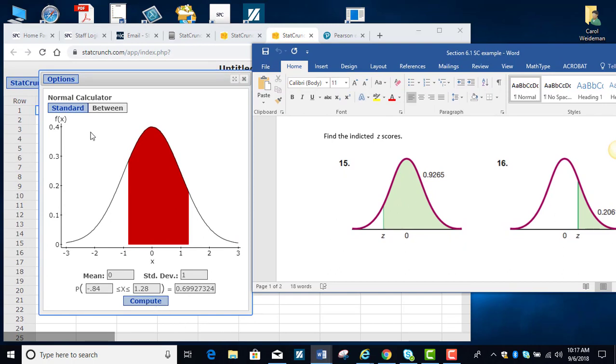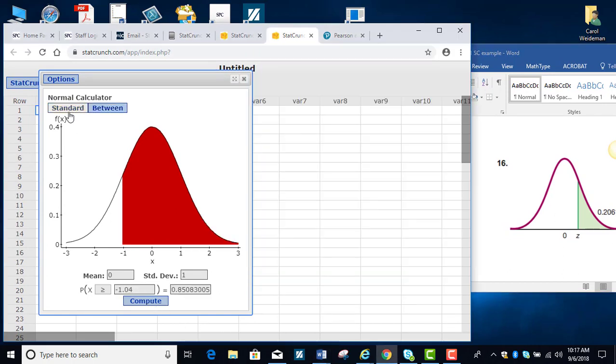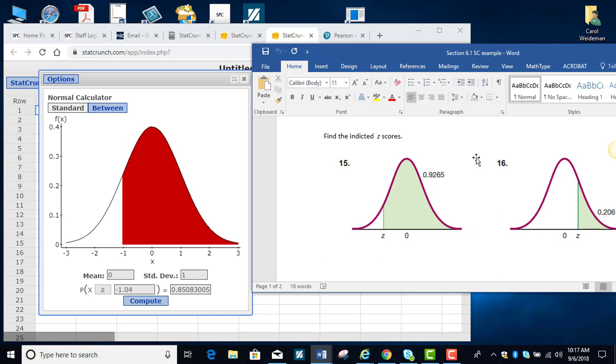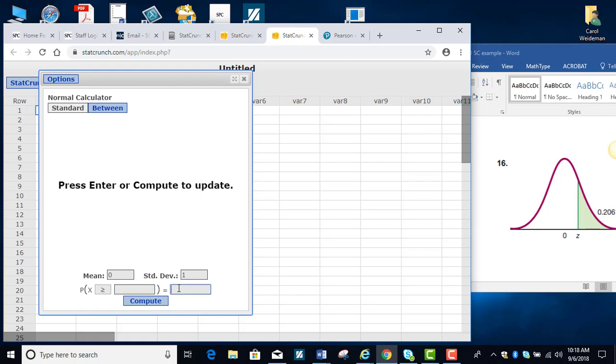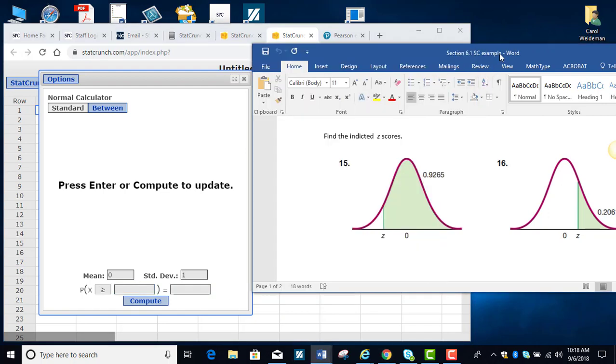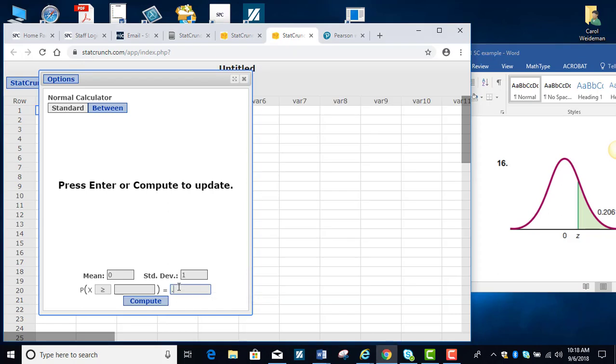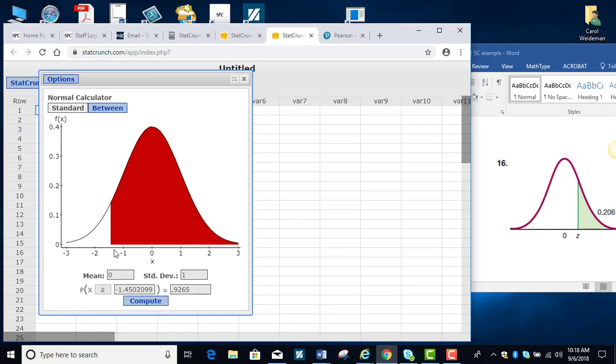Now this time, let's go back to the standard calculator, and I want to find the z-score, and I want the area greater than. Now I'm not going to put in a z-score this time because that's what I want to find, but what I'm going to put in is the area that I'm interested in. It's 0.9265, so I'm going to put that into this window here, and I'm going to compute. And it's going to give me the z-score, so it's negative 1.45, and your homework's always going to ask you for z-scores with 2 decimal places.